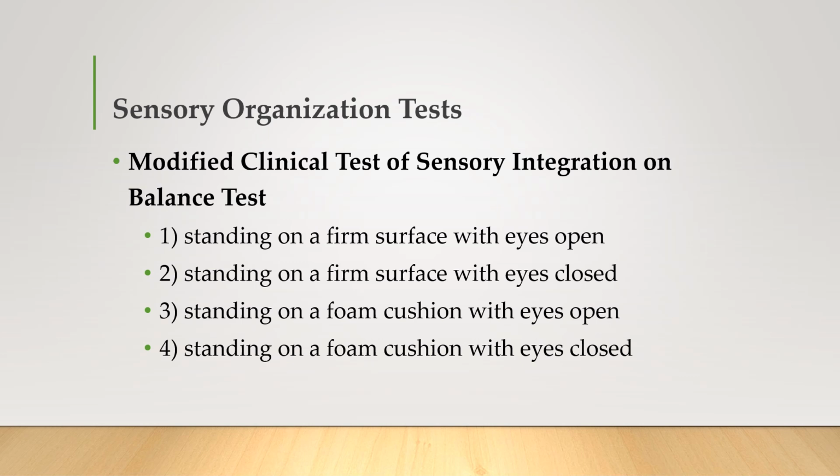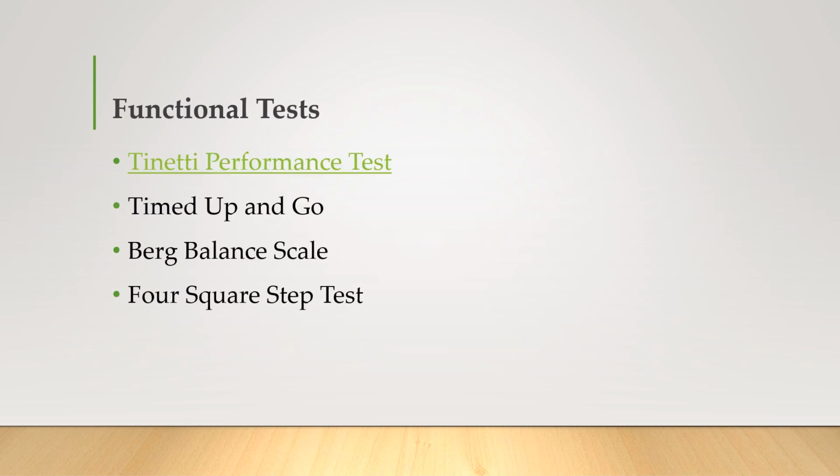We're not going to talk about the modified clinical test of sensory integration on balance, but that is something that you might see in clinic. And then we also have a lot of these other functional tests. These are good objective measures that you can utilize and you probably will utilize in clinic. And the first one, again, I have a video linked to it, is called the Tinetti Performance Test. A perfect score on this test would be a 28.